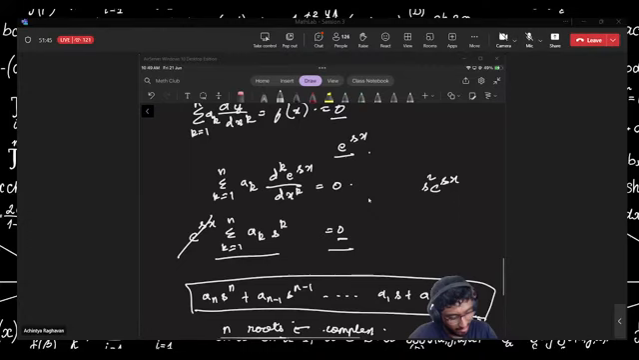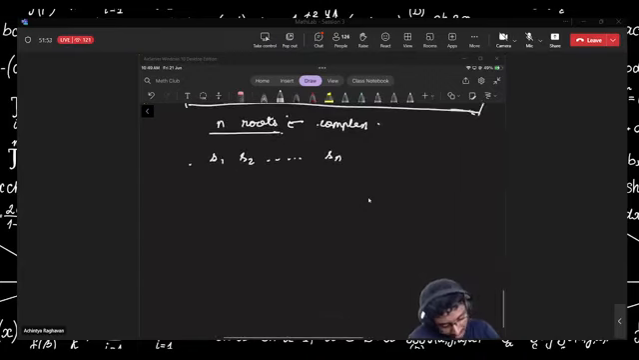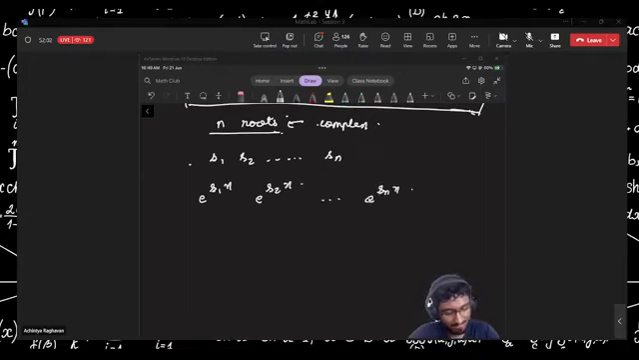So remember, what are we solving for? We were solving for e^(sx). We were trying to find the function e^(sx) such that it is a solution to this differential equation. So now we know that e^(s1x) is a solution, e^(s2x) is also a solution, up to e^(snx). These are all solutions. So notice now we have found n solutions.